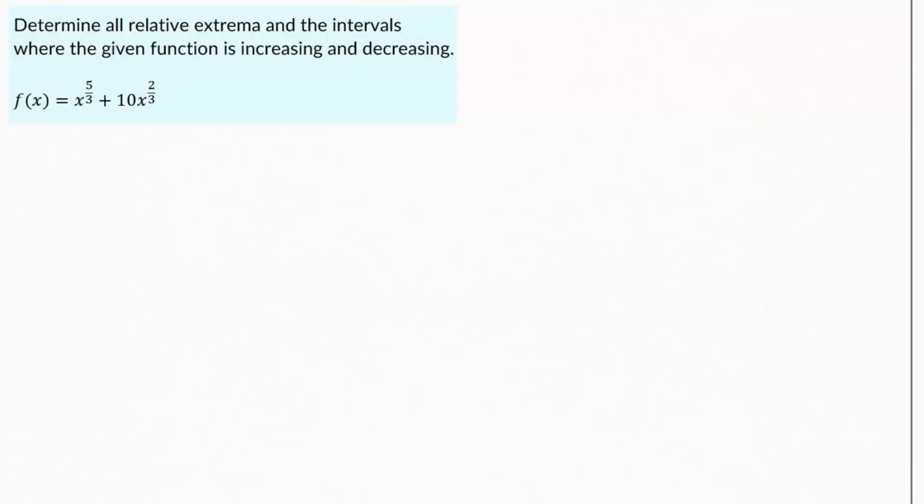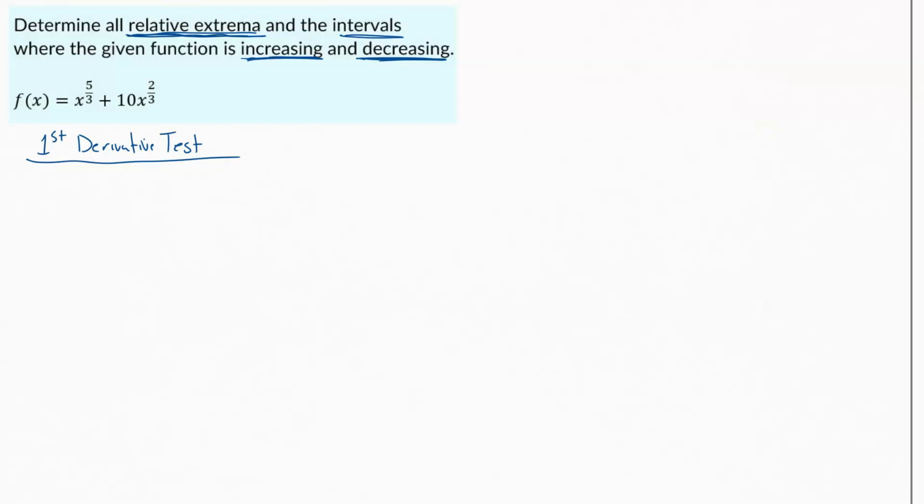This example asks us to determine all relative extrema, so relative maxes and mins is what they mean by that, and the intervals where the function is increasing and decreasing. Whenever I see that language, relative extrema or intervals of increasing and decreasing, those are bells and whistles going off telling me that I need to run a first derivative test. So those are our key terms to tell us we've got to run a first derivative test.